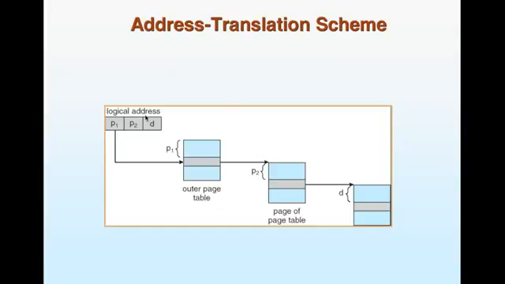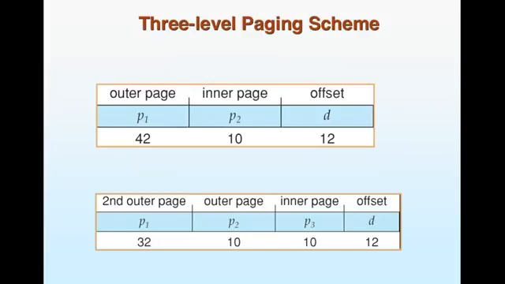So if we had logical address P1, and P1 was the outer page table, it would take us to P2, the page of the page table, and then we have the page of the page table again, and eventually we have the address. So it's basically going from each table to each inner table, from outer to inner, in terms of a search technique or a look aside.